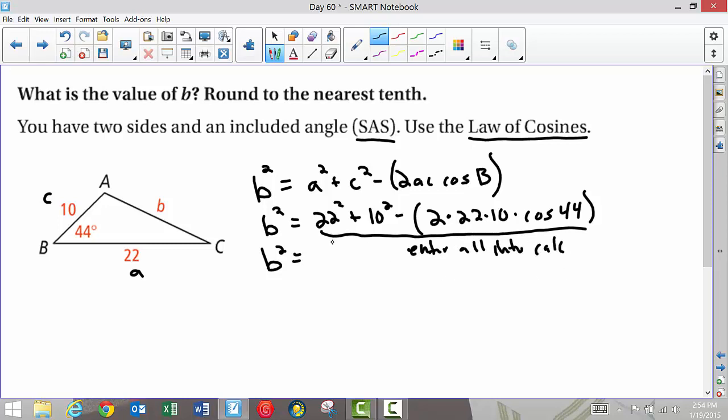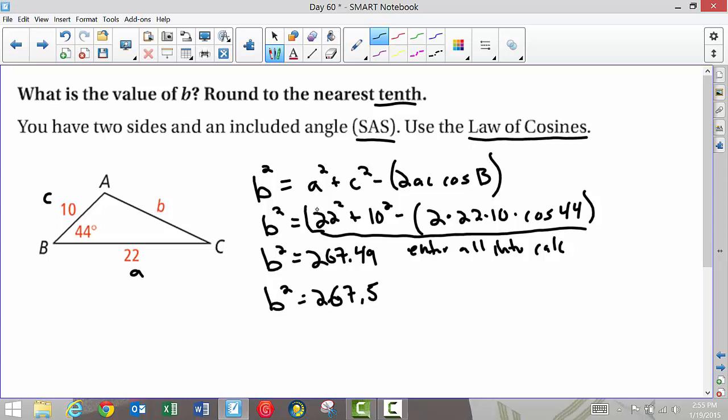You don't have to round. You just go straight to your calculator and you do this. You do 22 squared. So I'm going to get my calculator out. I have 22 squared. Where's my squared button? And I'm going to add 10 squared, which is 100, and minus, now I'm going to do parentheses, 2 times 22 times 10 times the cosine of 44. And I'm going to hit enter, and I get 267.49. I want the nearest tenth, so it's b squared equals 267.5.